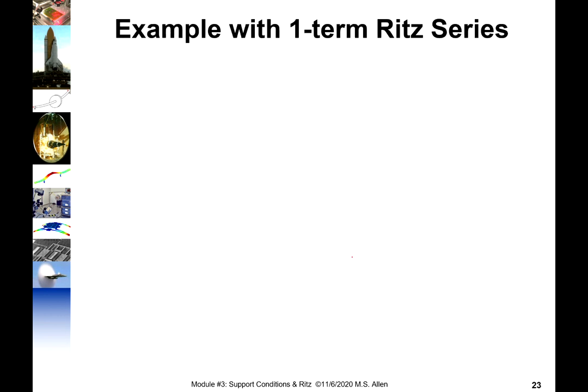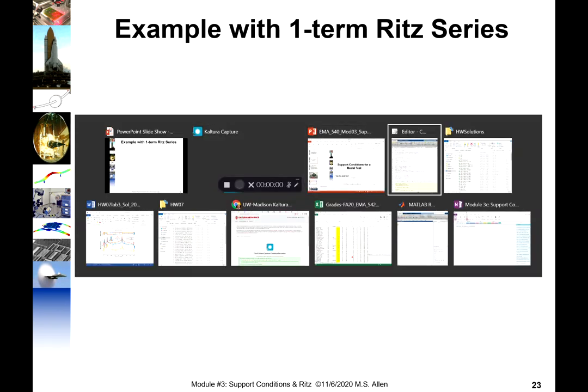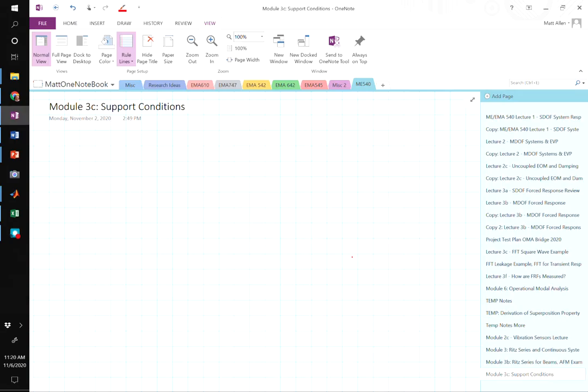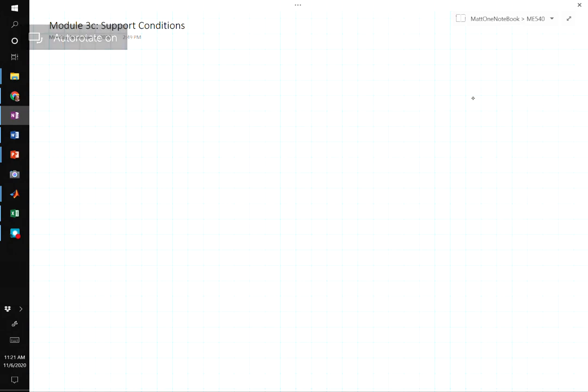All right, let's go through an example of this using the Ritz series that you've been learning about in class, because this will, I think, help strengthen your understanding of how this applies to continuous systems and allow us to appreciate what's happening there. And also just gives a different perspective on what assumptions go into these types of calculations.